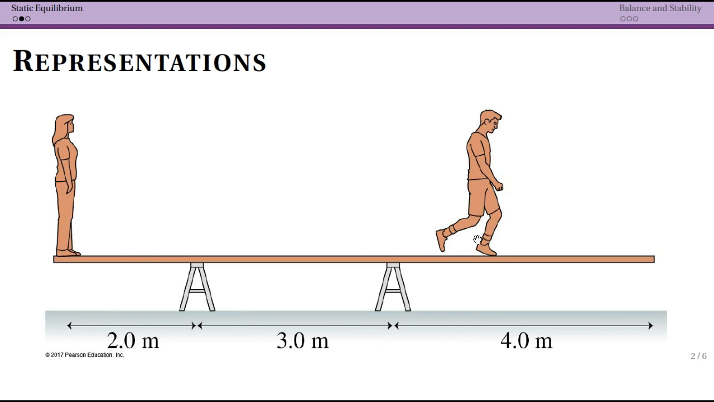So the question is, how far can this person make it to the right? Can this person make it all the way to the right without it tipping? Or if not, how far could they make it? So this isn't a sufficient representation. It's a start, it shows a few helpful lengths, but we really need to define a lot more.